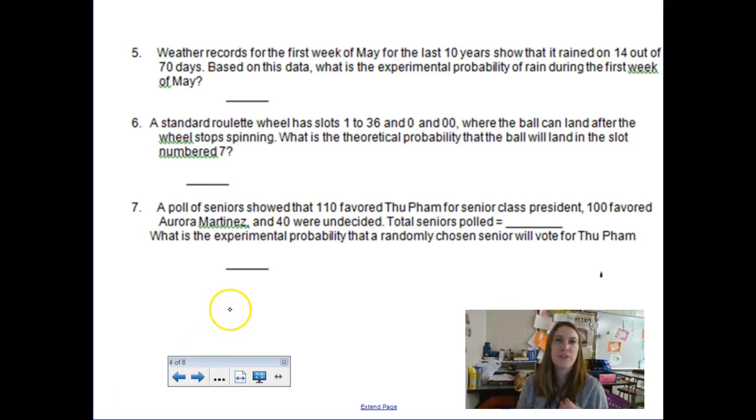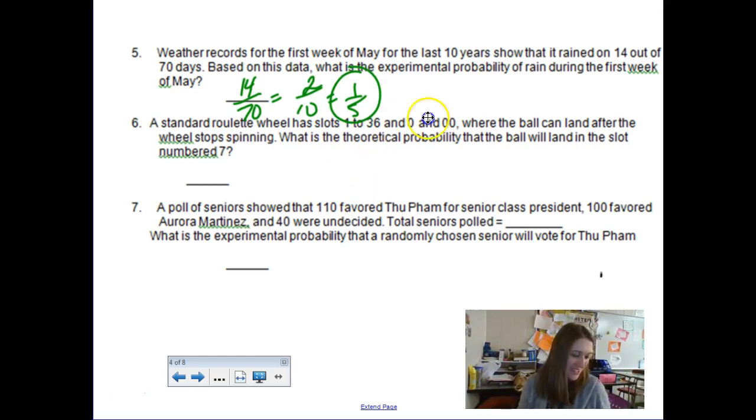The weather record for the first week of May for the last 10 years shows that it rained 14 out of the 70 days. So what's the experimental probability that it's going to rain? Well, that would be the 14 out of the 70. So again, you want to reduce when you can. This is 2 out of 10, which is 1 out of 5.